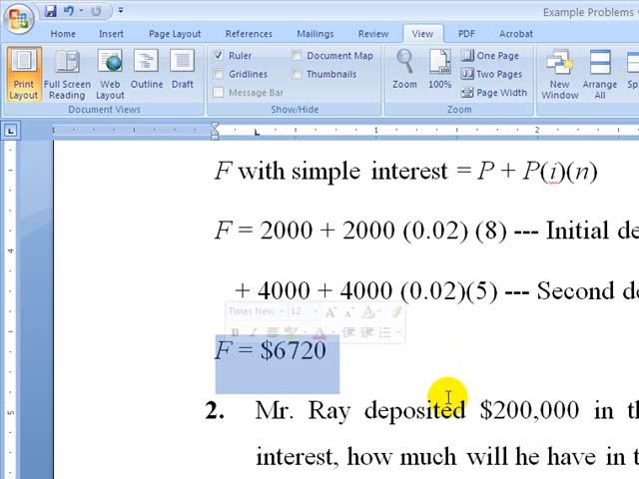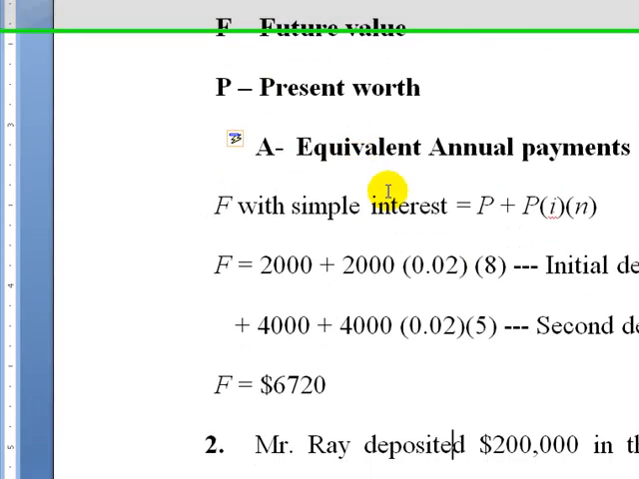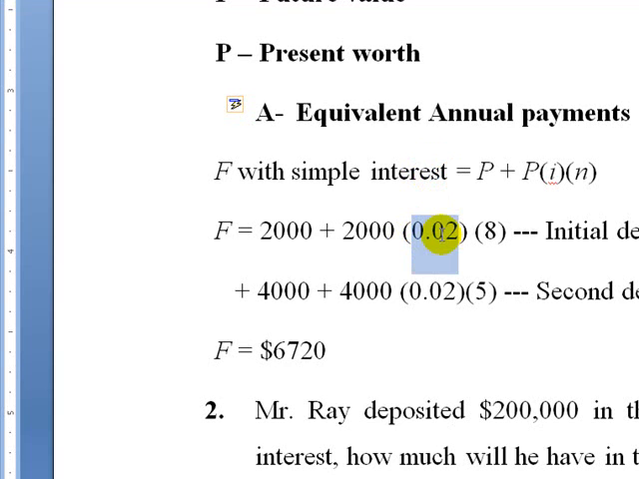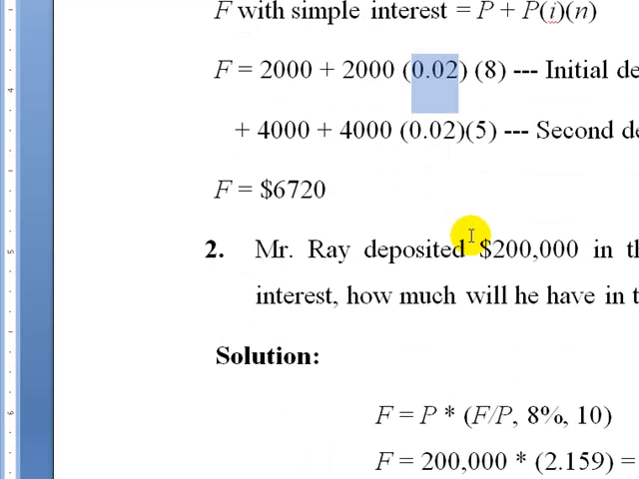So if it had been 2% compound interest, how can we solve this problem? That takes us to the next problem.